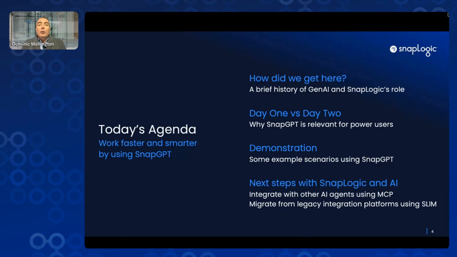Today, we're going to be talking about how you can work faster and smarter by using SnapGPT. We're going to start with a quick historical detour. How did we get here with SnapLogic and the generative AI? And then we're going to talk specifically about the difference between day one and day two tasks and why that's important, especially if you're a power user of SnapLogic, wondering how much help something like SnapGPT can really be to you in your day-to-day life. Then Roger is going to show some example scenarios of those day two use cases using SnapGPT. And then we'll wrap up with some suggested next steps around SnapLogic and the generative AI.